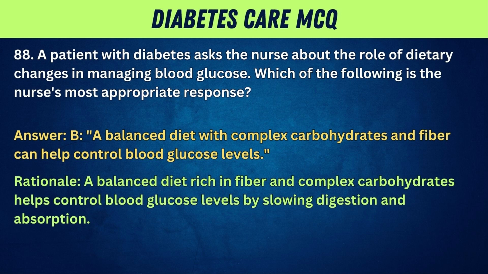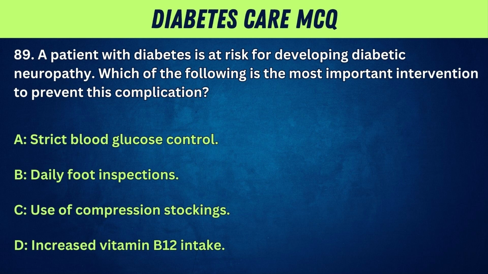A balanced diet rich in fiber and complex carbohydrates helps control blood glucose levels by slowing digestion and absorption. 89. A patient with diabetes is at risk for developing diabetic neuropathy. Which of the following is the most important intervention to prevent this complication?